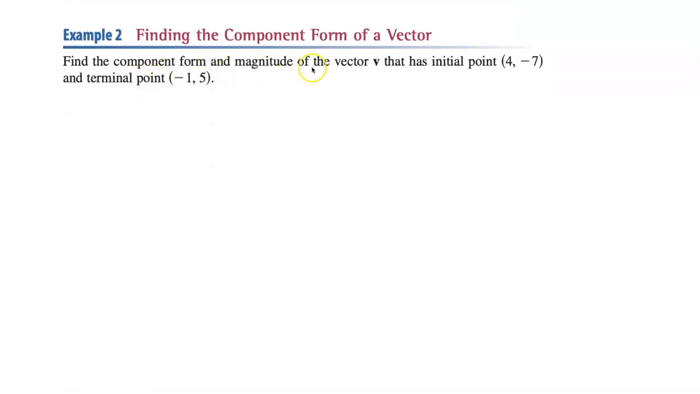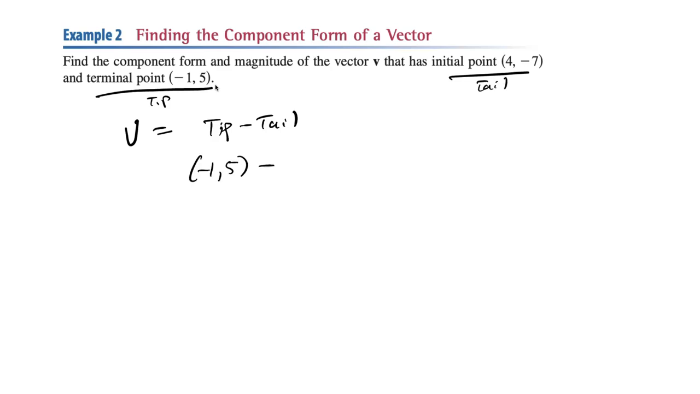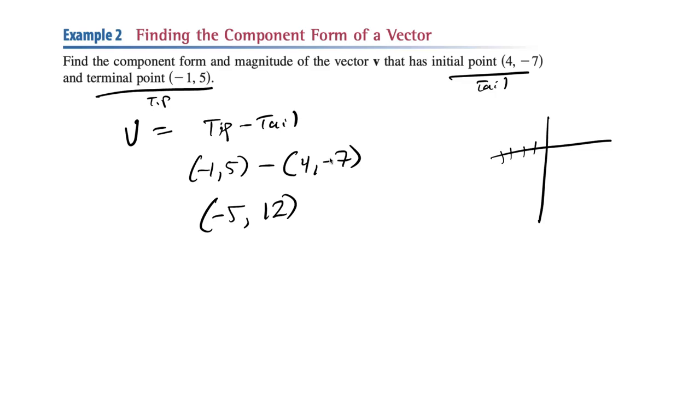Find the component form and the magnitude of a vector that has an initial point of 4, negative 7 and a terminal point of negative 1, 5. The component form of the vector is just going to be the tip minus tail. The tip is the terminal point, the tail is the initial point. So we're going to do negative 1, 5 minus 4, negative 7, and you just subtract the corresponding parts. Negative 1 minus 4 is negative 5, and 5 minus negative 7, a double negative makes a positive, is 12.